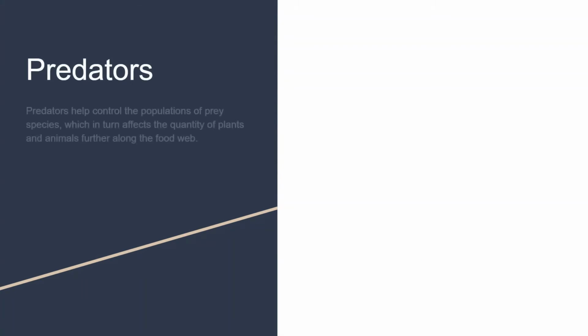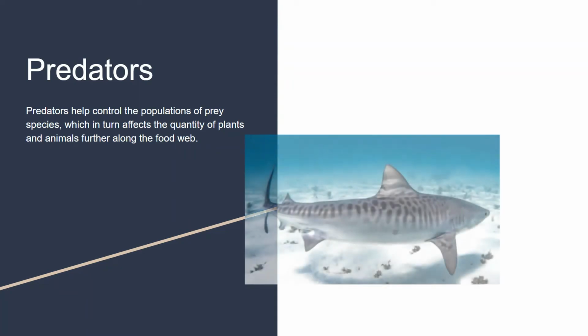Predators are one type of keystone species. They help primarily control the population. Predators tend to prey on the weaker, sicker animals in the ecosystem, so the stronger ones are going to survive. So we've got our tiger shark here. That is an example of a keystone predator.